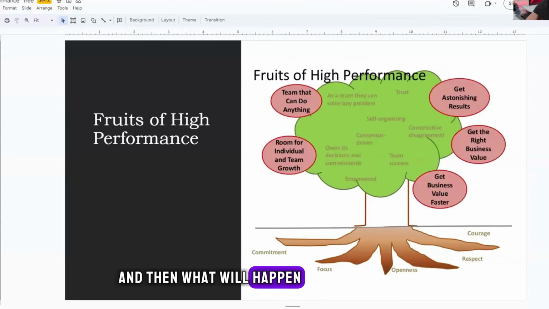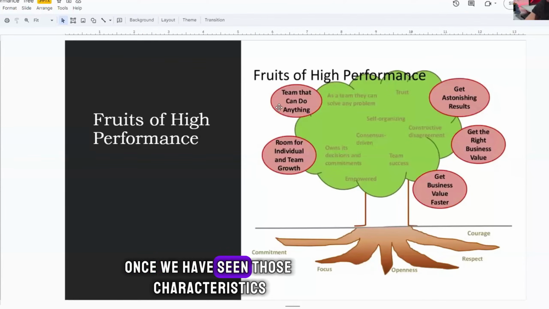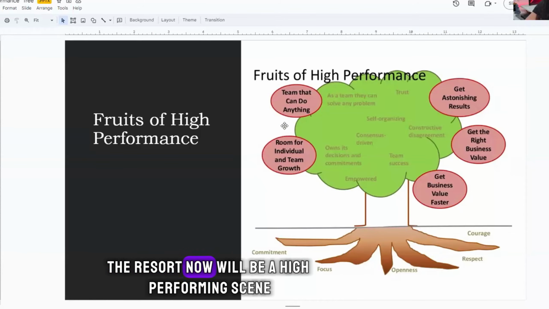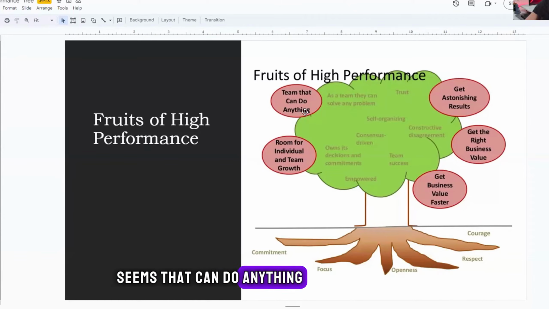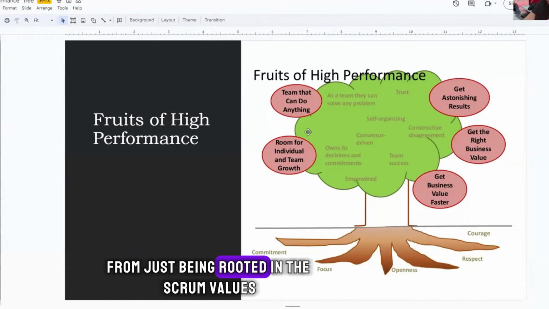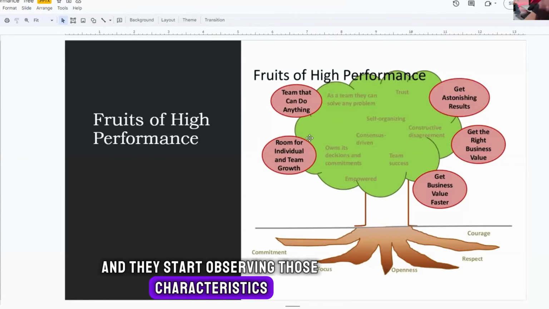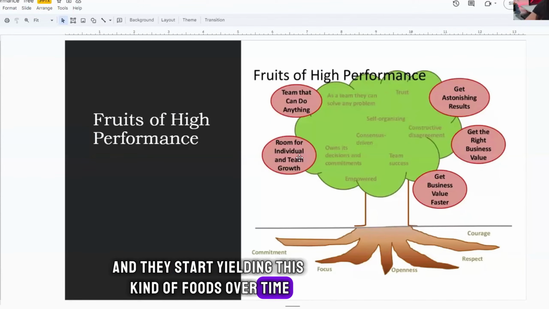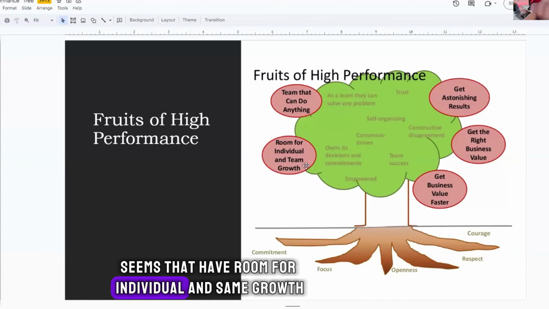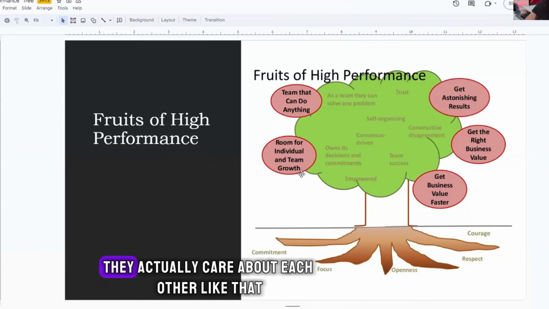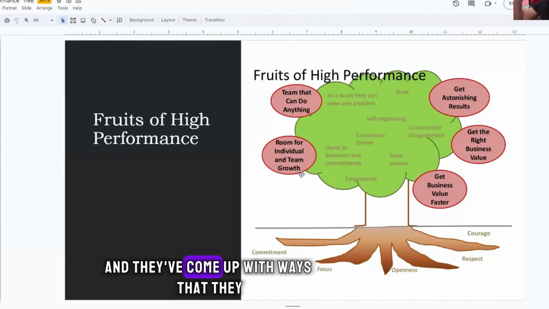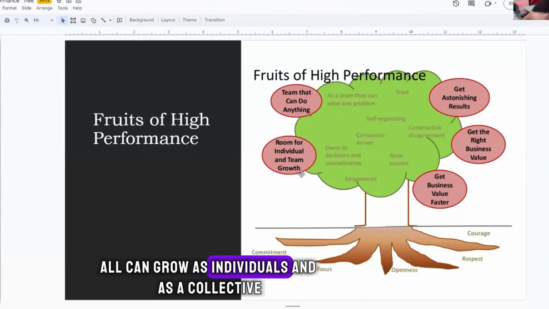And then what will happen? Once we start seeing those characteristics, the result now will be a high-performing team, and they'll start yielding these kinds of fruits. Teams that can do anything, that's the fruits that they will benefit. They will start reaping from just being rooted in the Scrum values, and they start observing those characteristics, and they start yielding this kind of fruits over time. Teams that have room for individual and team growth. It's just not about me. They actually care about each other like that, and they've come up with ways that they all can grow as individuals and as a collective.